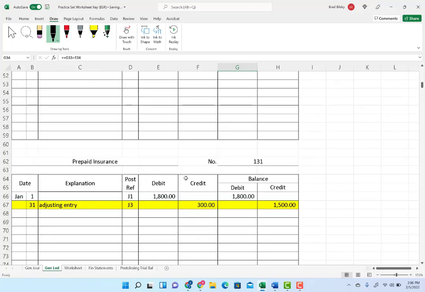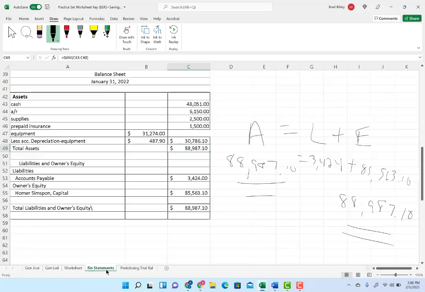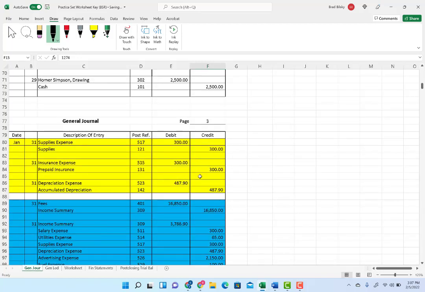So notice we go to supplies. There's the adjusting entry right there. We had $2,800 in supplies. That was the initial entry we made on the 3rd. Now when we post this adjusting entry on the 31st, we have a $300 reduction. Our new balance in supplies is $2,500. And notice that makes sense. That's showing what we actually have in supplies on our balance sheet. We're going to do that same process for the other 2 adjusting entries: make the entries in the journal, then post them over to the ledger.